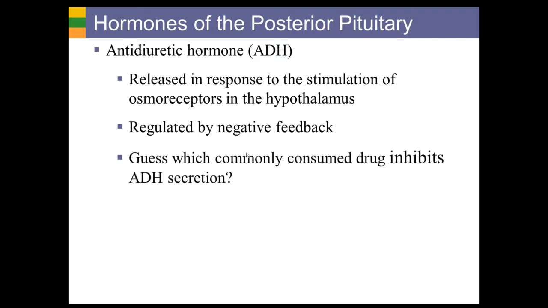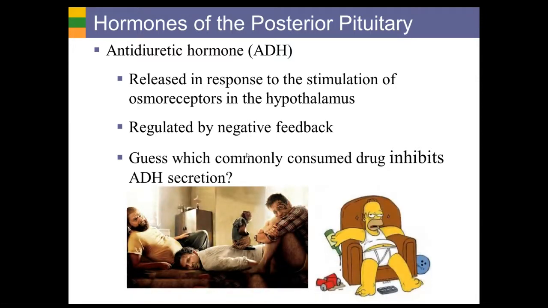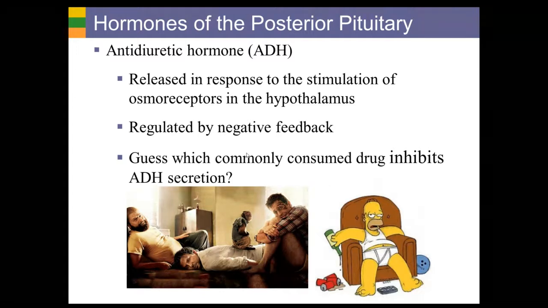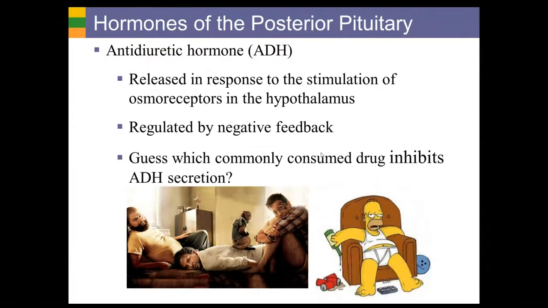Now, guess which commonly consumed drug inhibits or stops the release of antidiuretic hormone? All right. Alcohol. Not so much ibuprofen, but alcohol. Alcohol decreases antidiuretic hormone, and that is what is mainly responsible for the morning after effect, also called a hangover. So you're at a party or you're with some friends, you're drinking a lot of alcohol, you're urinating a lot, you're actually losing more fluid than you're taking in, and then you go to sleep. And while you're sleeping, your ADH levels don't rise to the levels that they normally do.